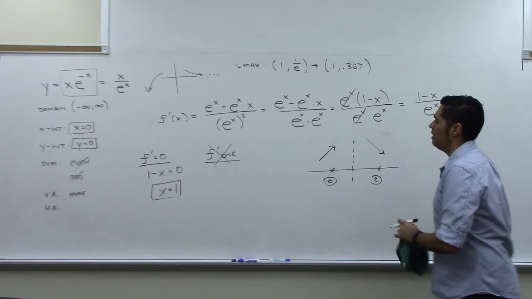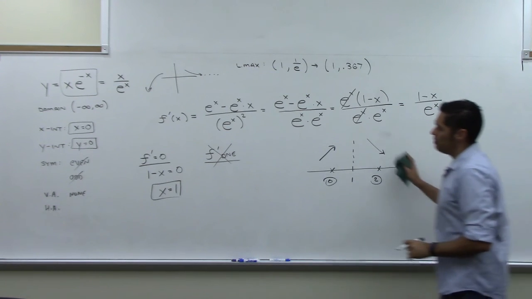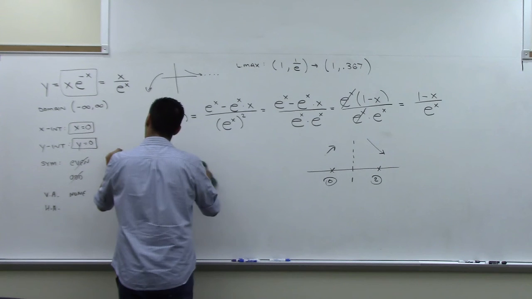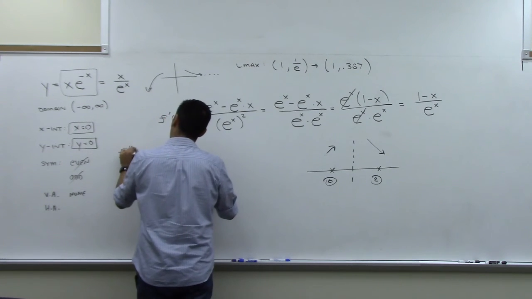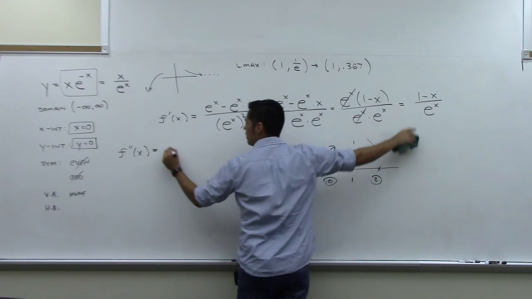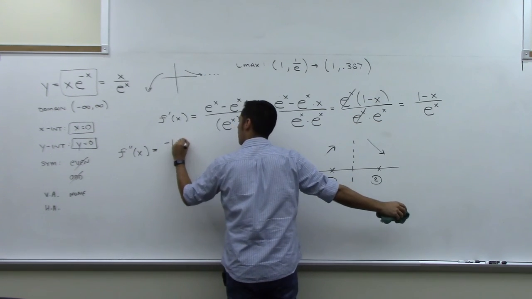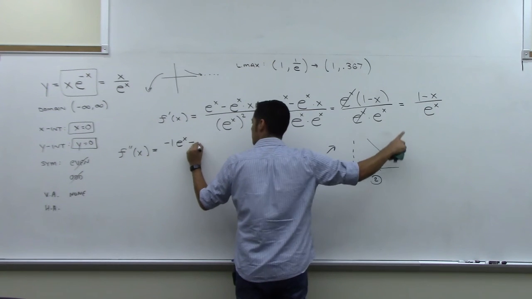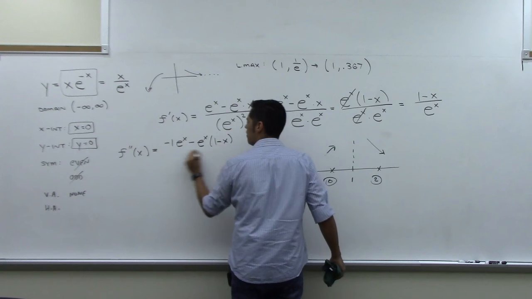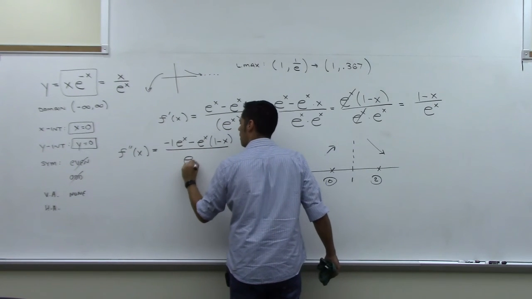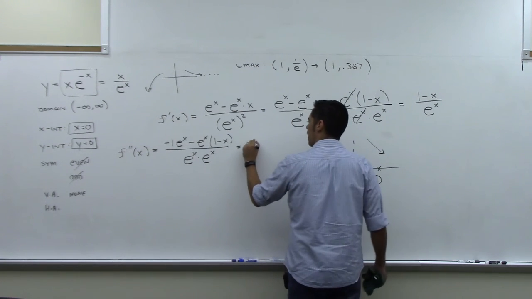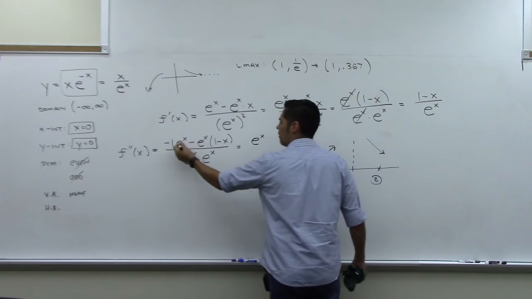All right, now I need to find the second derivative. So for the second derivative, I'm going to do quotient rule again on that. Derivative of the top is negative 1 times the bottom, minus derivative of the bottom is itself, e to the x times the top, all over the bottom squared. I'm going to do it again like that because I noticed that on the top I can factor out an e to the x from here and here.